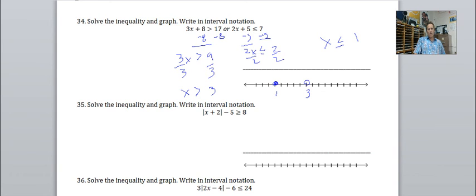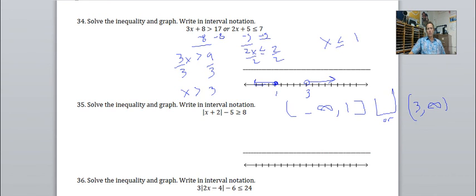X is greater than 3, the arrow's going that way. X is less than or equal to 1, it's going that way. So in interval notation you're coming from negative infinity, stopping at 1, parenthesis, bracket. You could do this little symbol or write the word or, and you're starting at 3 and going off into positive infinity. Both are going to be parentheses. Okay. Whew. All right, 2 left.